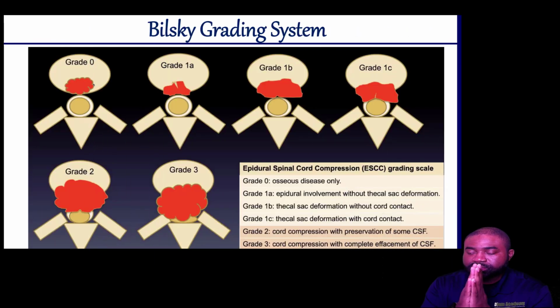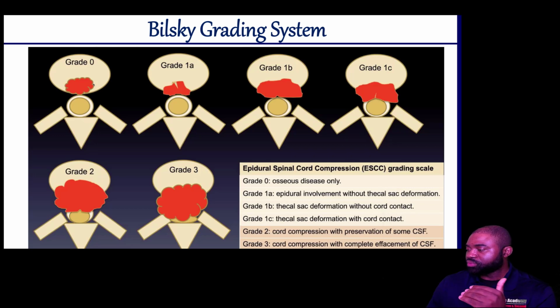Spine metastases or spine tumors are classified based on the Bielski classification, which is divided from grade 0 to grade 3. Before we proceed, patients with grade 2 and 3 have a condition that has actually progressed from pain to spinal cord compression.